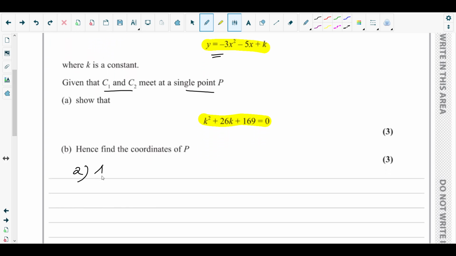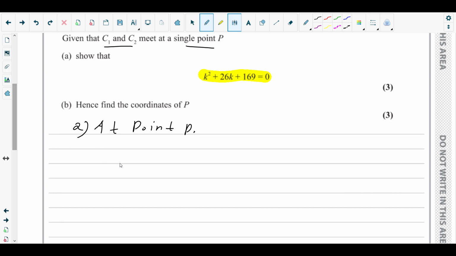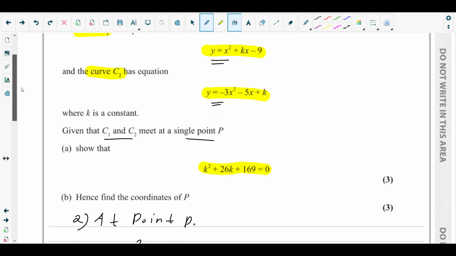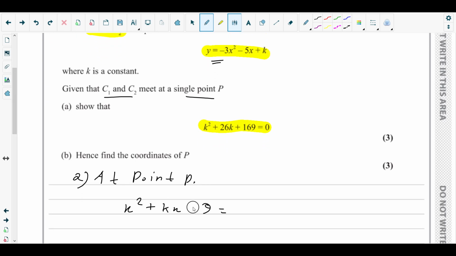So what we can write, at point P the two y values are equal, so we can equate them. x squared plus kx minus 9 equals what? It equals negative 3x squared minus 5x plus k.